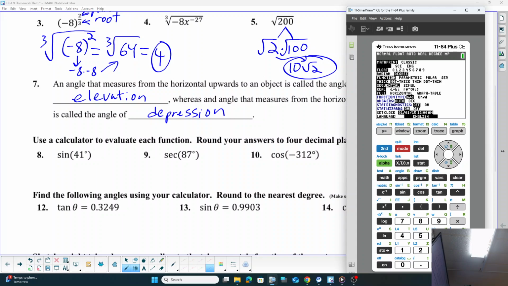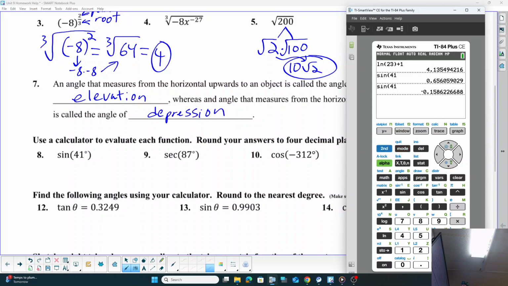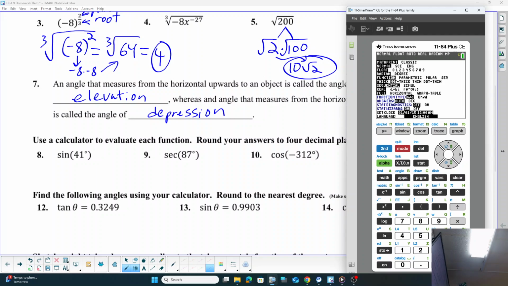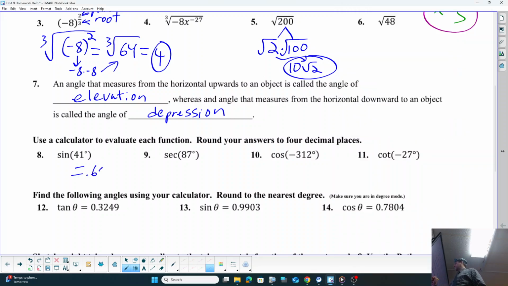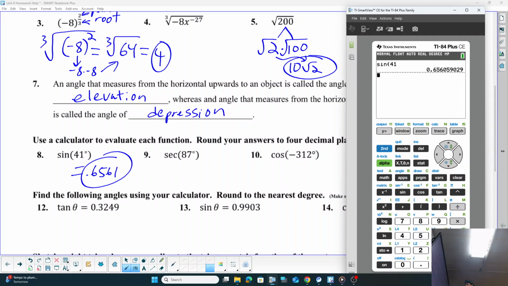Make sure your mode is not in radians, else you get the wrong answer. Because negative 0.158 is wrong. That's not the right answer. So make sure your mode is in degrees. 0.6561 is the correct answer. So make sure you're in the right mode.